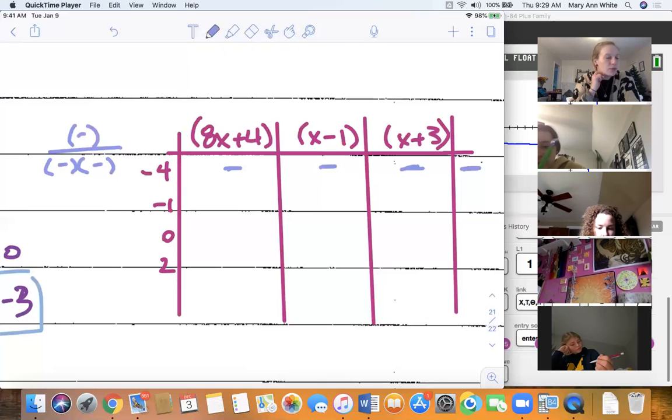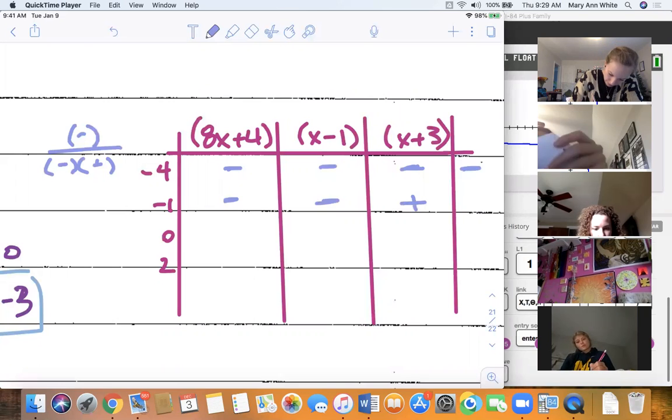Now negative 1, so negative 1 times 8 is negative 8 plus 4 is still negative. Negative 1 minus 1 is still negative, and then negative 1 plus 3 is positive. So now I've got two negatives and a positive. Well, that becomes positive because the two negatives become positive, times another positive stays positive. Now I've got 0. 0 times 8 is 0 plus 4 is positive. 0 minus 1 is negative, and then 0 plus 3 is positive. So now I've got a positive, negative, and a positive, so that goes negative because the one negative keeps it negative.